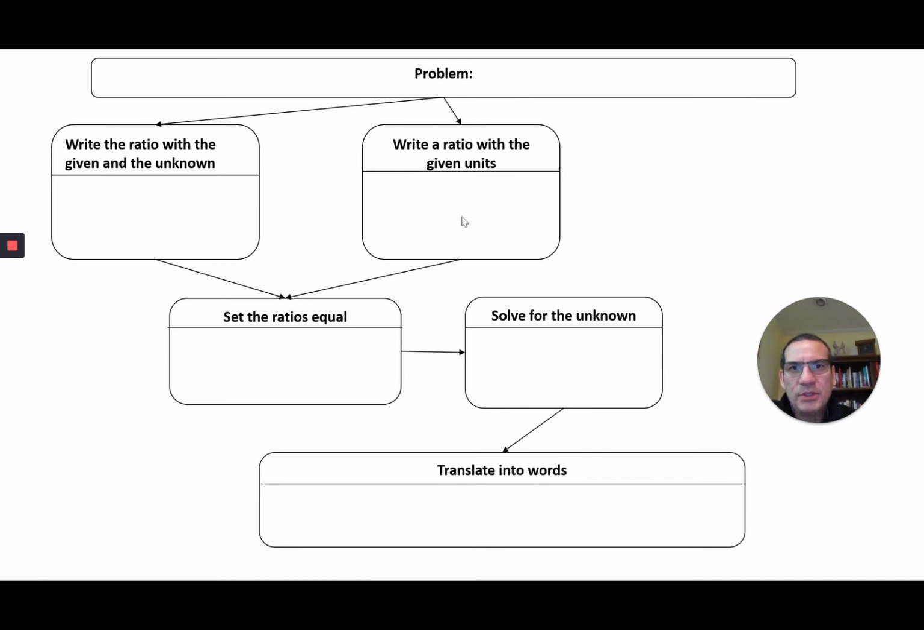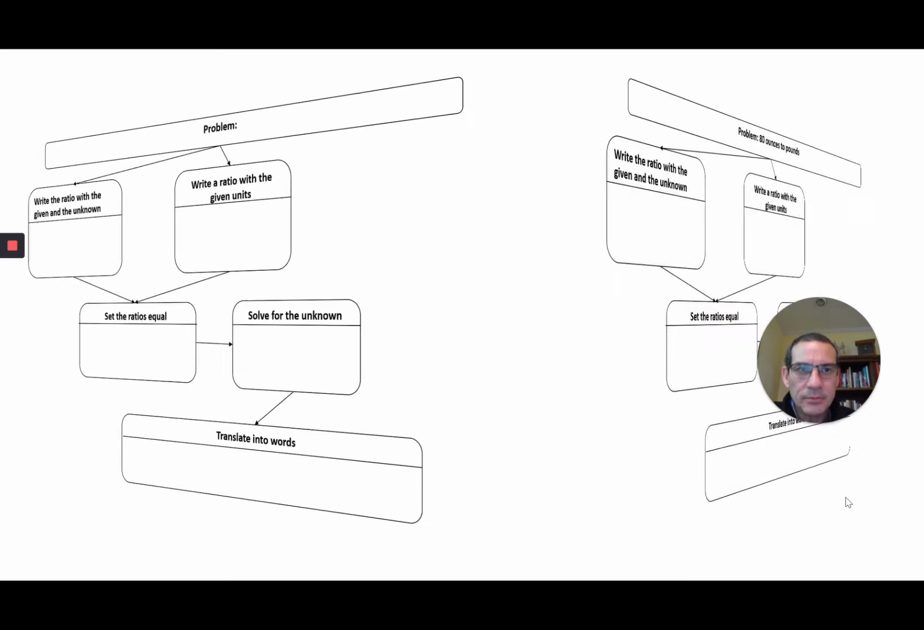Here we're going to represent a ratio of the units that are connected in the relationship, what we know about that unit. Once we have those two, we're going to set the ratios equal. So we're going to have basically an equation with one variable. We solve it, and then we translate that into words. But again, this is easier to see with an example. So let me show you an example of this.